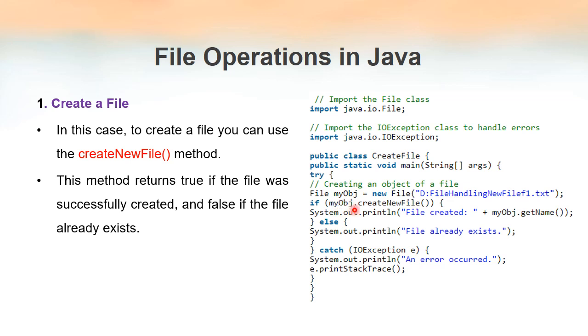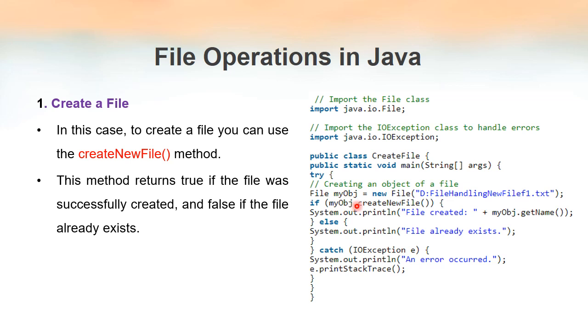So we are checking whether myObj.createNewFile(), that is, whether this file was possible to create or not. When we call this method, it will create the new file with the name specified at this location. If it was possible, then this method returns true. So inside this if parenthesis, myObj.createNewFile() will become either true or false. We know how this if else works.